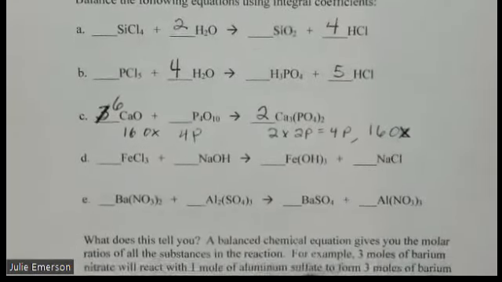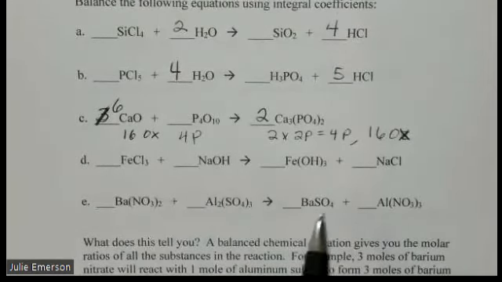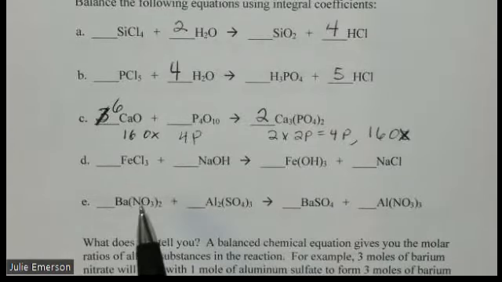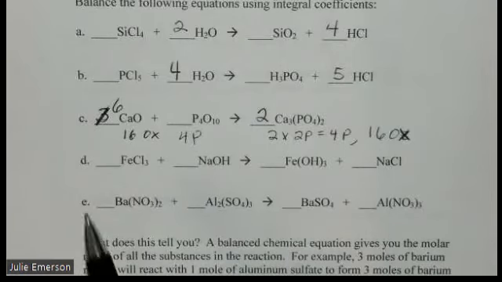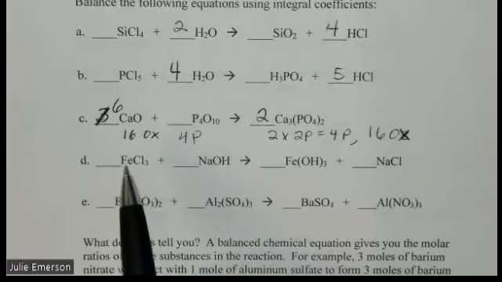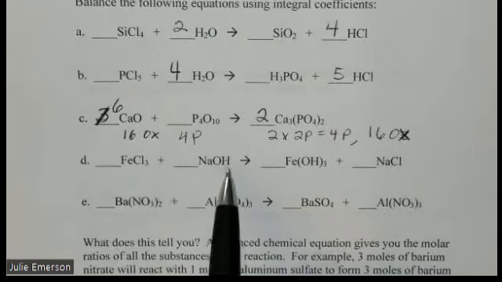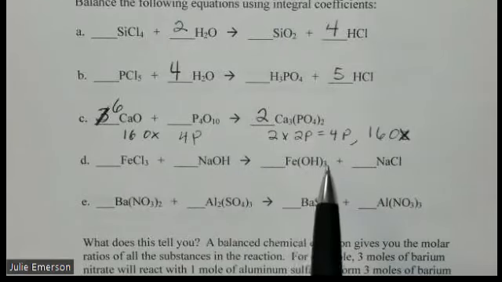It's going to make it a little bit easier, especially when we get to E, where you see oxygen in every single reactant and product. That can be tricky unless you keep the polyatomic ion and balance it that way. It'll be easier, but we'll get to E next. So when I look at D, I've got FeCl3, iron(III) chloride, reacting with sodium hydroxide to make iron(III) hydroxide and sodium chloride.